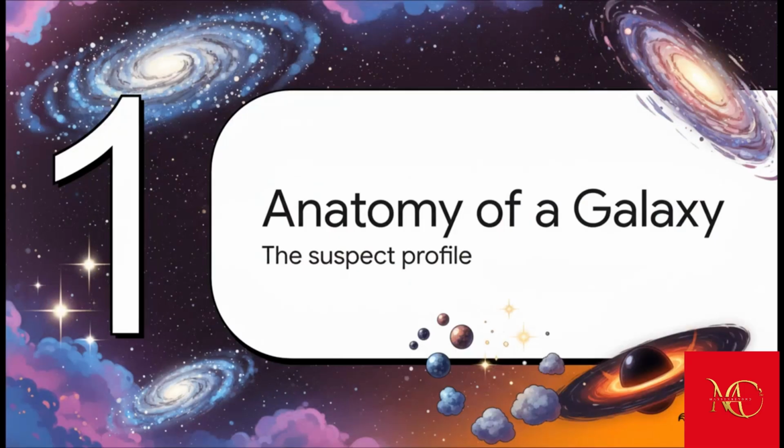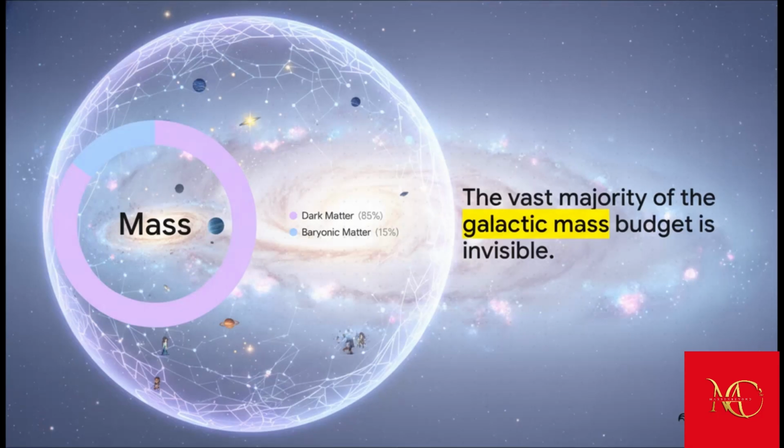Part 1. Anatomy of a galaxy. Let's build our suspect profile. So, looking at our galactic mass budget, the vast majority, that wild 85% we just talked about, is held by dark matter. This invisible stuff basically forms an enormous spheroidal halo, completely surrounding a galaxy. It's like the hidden architectural scaffolding of the universe, and its gravitational pull absolutely dominates the whole system.